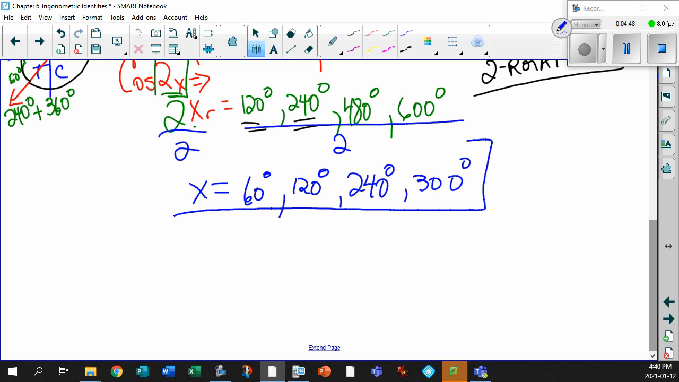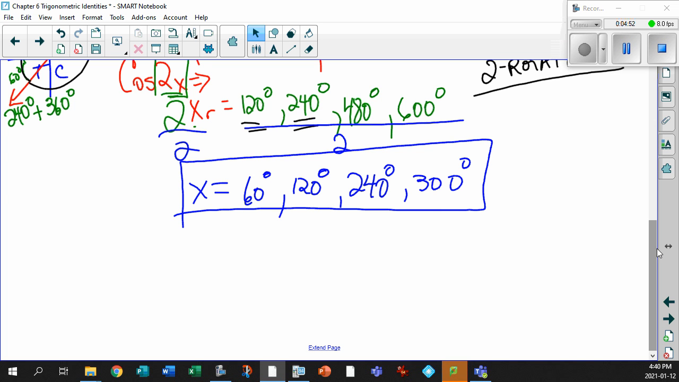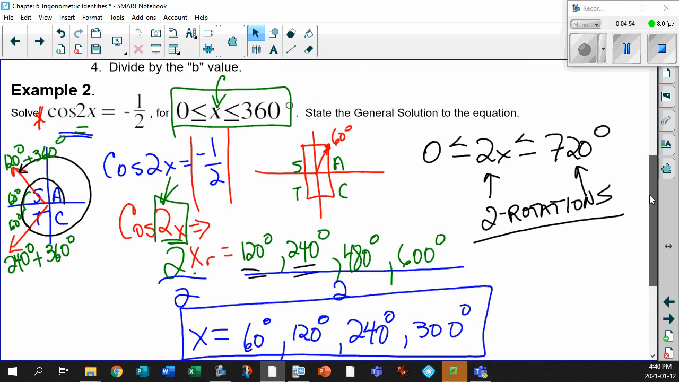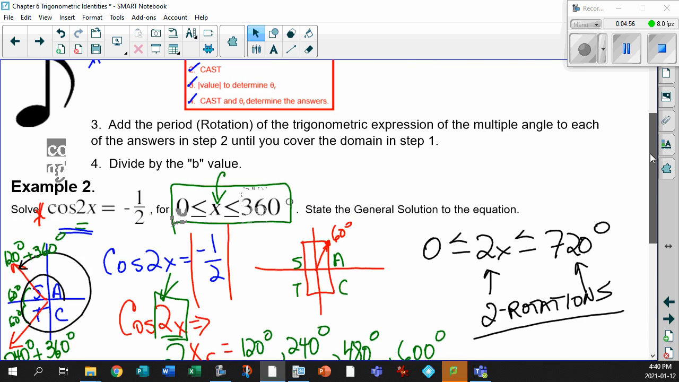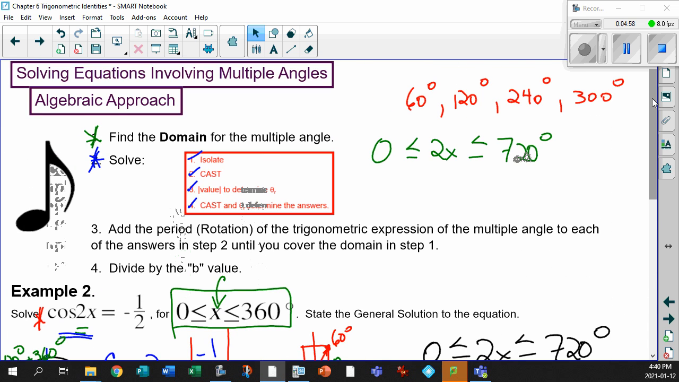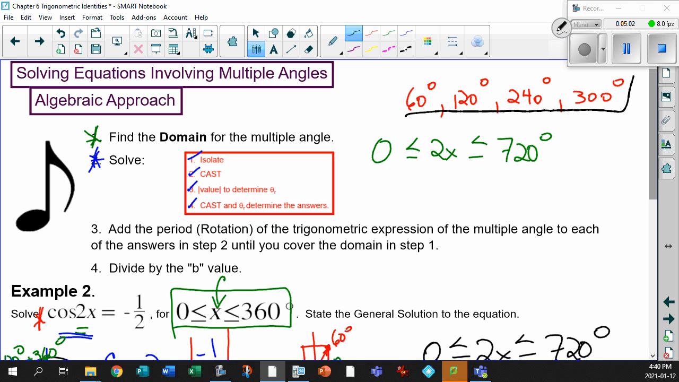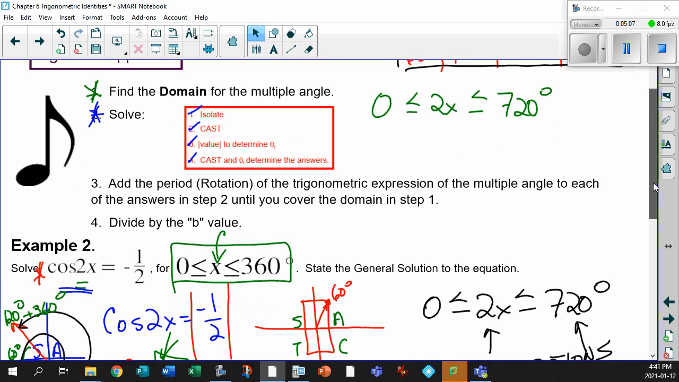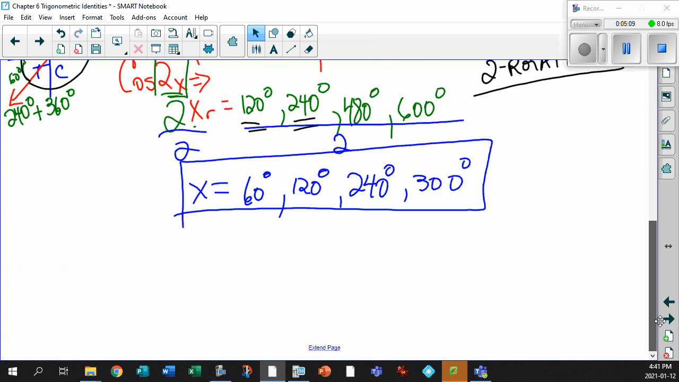And guess what? You want to see something really cool? What were our angles when we did this graphically? Oh my goodness. Where did they go? Right there. Look at that. 60 degrees, 120, 240, and 300. Oh my, I got the same thing all the way down here. Look at that. Using algebra. That's how you do it.